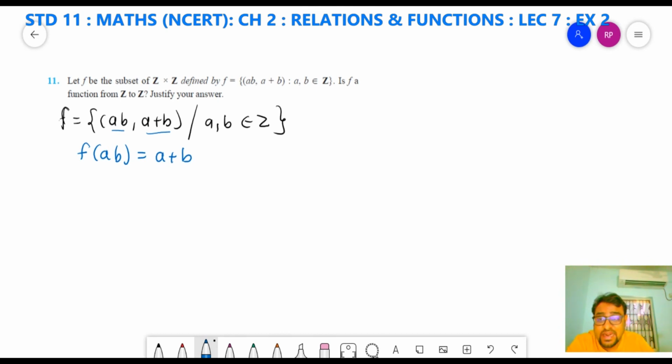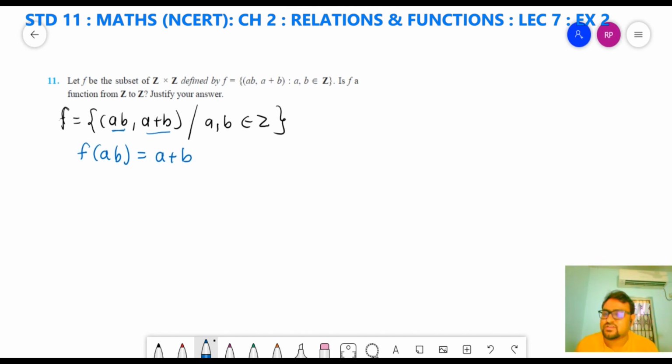Okay, so what was the criteria for function? Every element must have only one image, meaning whatever value of ab, we have only one value of a plus b. Yeah. So now, if you want to prove it is a function, or if you want to prove that it is not a function, then let's try to find out a single example.